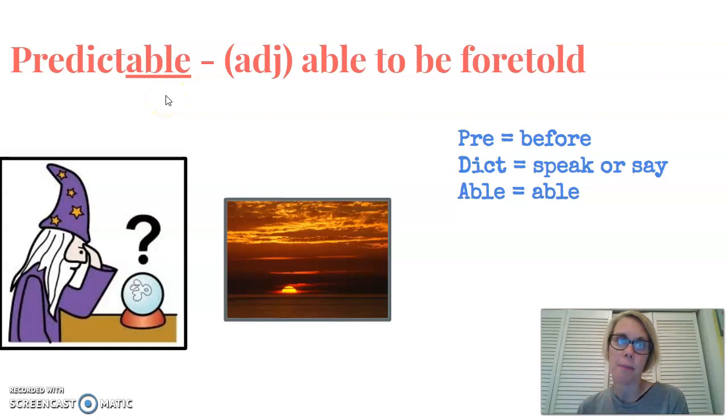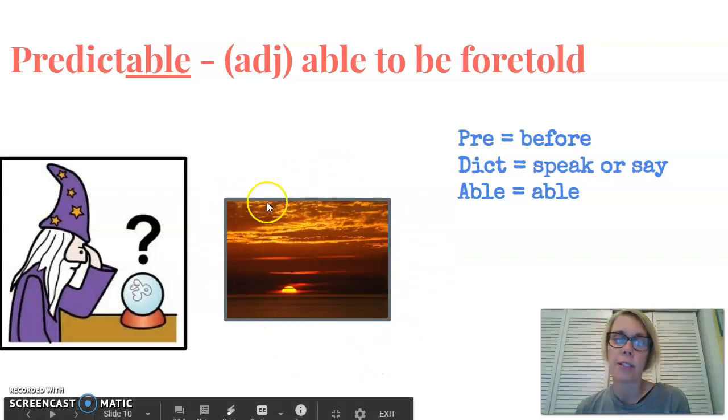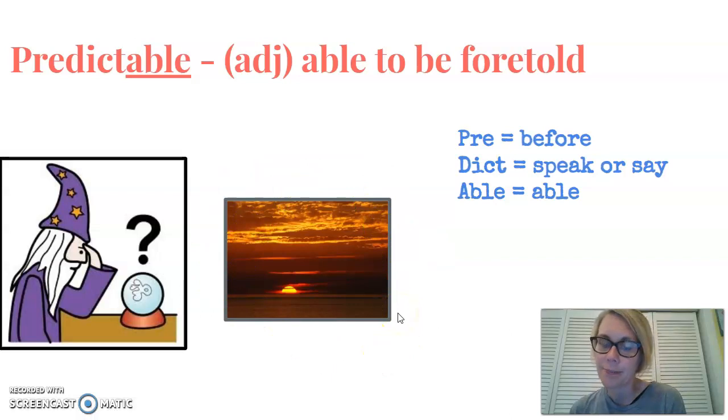which means able. So, being able to predict something, or if something is predictable, you are able to speak or say about it before. Like, I know that the sunset is predictable. I know it's going to happen every night. I know that it is predictable which students are going to start their do now right away.